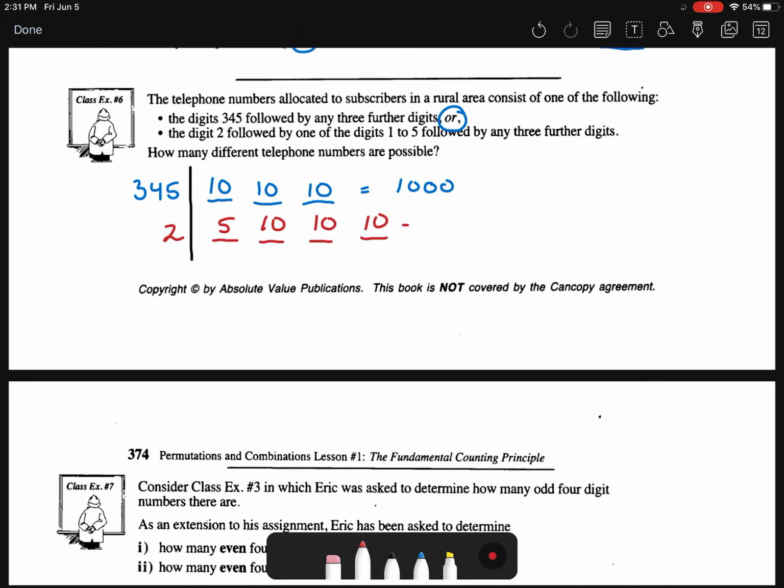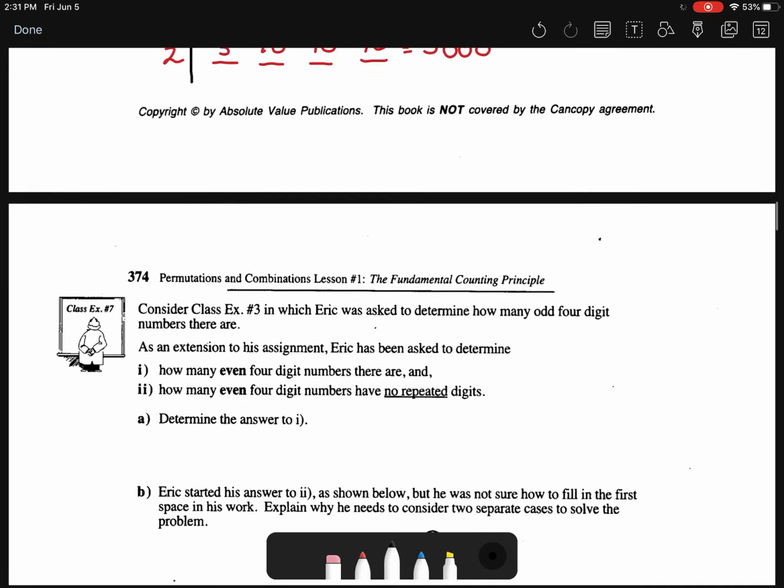This will be 1,000. Okay. The second scenario is 5,000. And because it can be one scenario or the other, I just add them together, don't I? And that gives me a total of 6,000 possibilities. Okay.